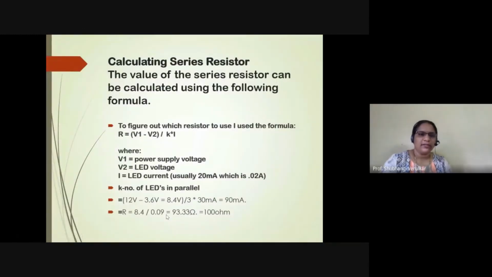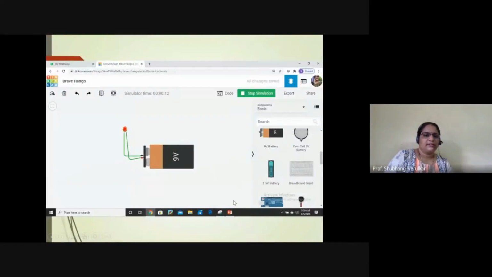Then you can calculate the series resistance using this formula which I have explained to you. R is equal to V1 minus V2 upon K into I. So what is K? The number of LEDs connected in parallel, and then you can calculate using this formula. Clear? So what you have is 12 volt, 3.6 volt, divided by 3, the number of LEDs, and the current. Done.